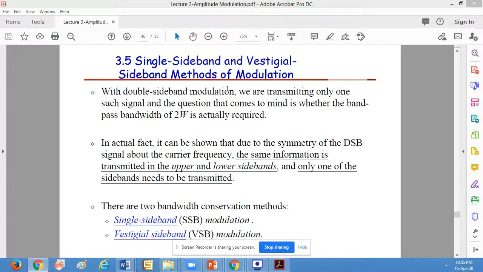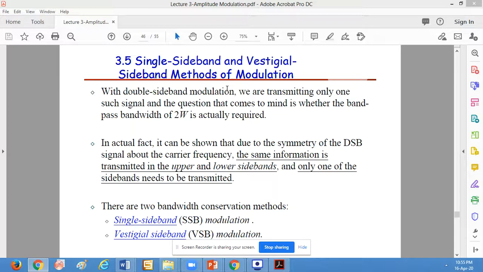Hello. Till now, we have completed the double sideband with the full carrier and the double sideband with the suppressed carrier. In the coming lectures, we will be covering the remaining two types of amplitude modulation, that is the single sideband and vestigial sideband modulation.